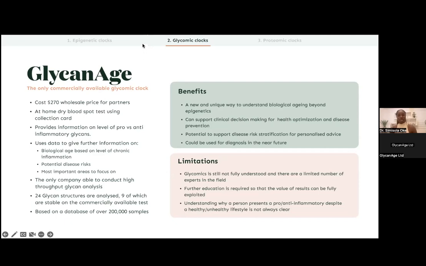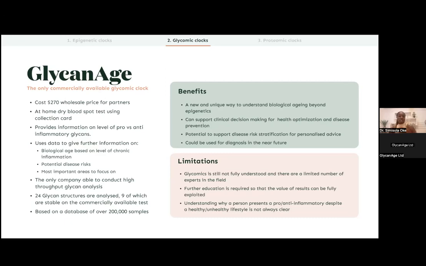Awesome. Okay, so in terms of benefits, I think you can see how weighted this webinar was towards epigenetics. And the reason for that is because there is so much information and so many different epigenetic clocks. Glycomics represents a new and a unique way to understand biological aging beyond epigenetics. It can support clinical decision-making for health optimization and disease prevention, which I really think when we think about longevity, that is the aim. It's not about treating disease, it is about disease prevention.